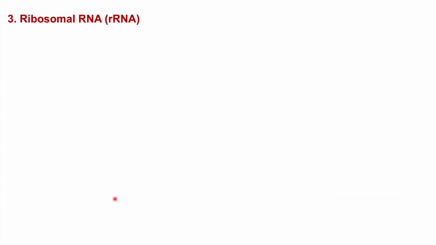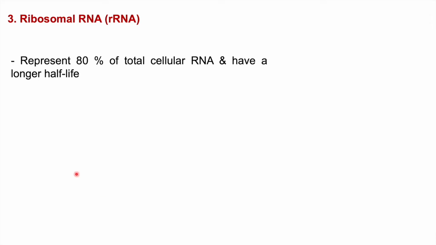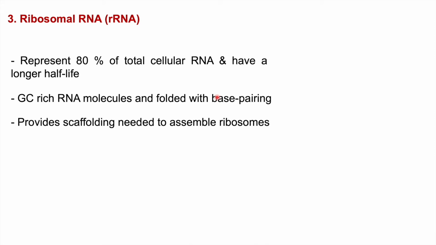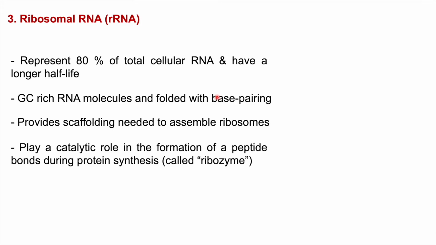Now lastly, we have ribosomal RNA. Ribosomal RNA represents 80% of total cellular RNA and has a longer half-life compared to other RNAs. They are GC-rich RNA molecules, and they can further fold with their base pairing. They provide the scaffolding needed to assemble ribosomes, and we are going to talk about this shortly. Most importantly, they play a catalytic role in the formation of peptide bonds during protein synthesis, because they act like an enzyme to provide the catalytic reaction.